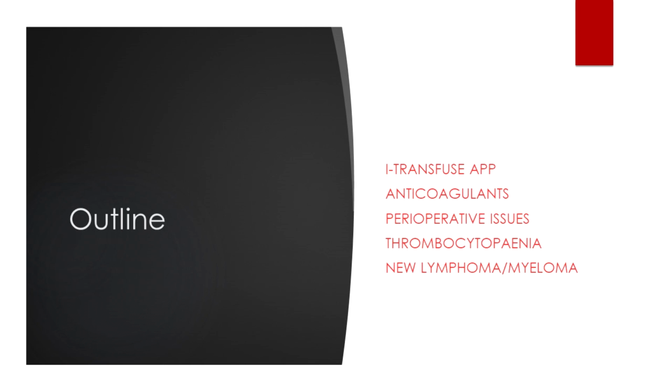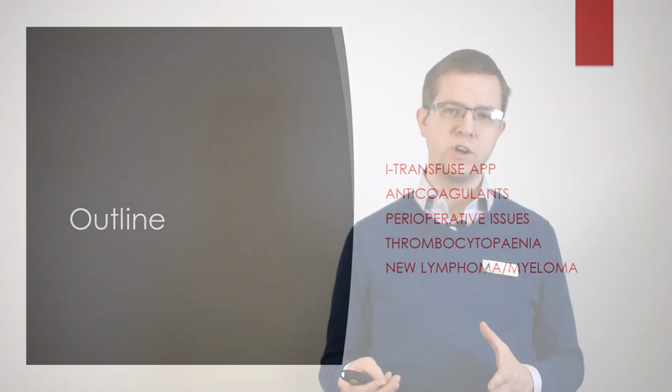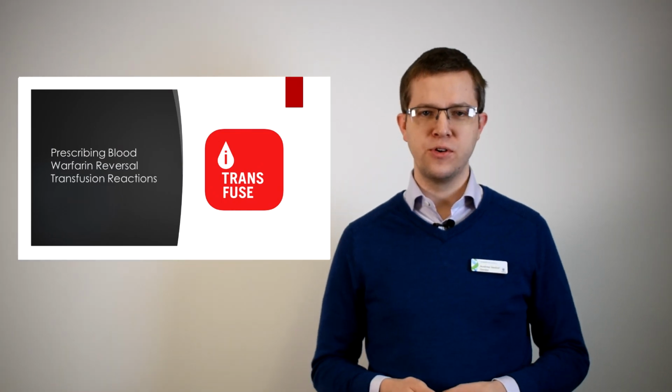I'm going to talk a little bit about anticoagulants and how to test them, how to reverse them. We're going to talk a little bit about how we manage peri-operative issues, when to stop and restart antiplatelet and anticoagulant drugs. Talk briefly about the many potential causes of thrombocytopenia, which is a really common issue in acute medicine and surgery, and how to diagnose or work up a query lymphoma or myeloma, which is what we'll finish with.